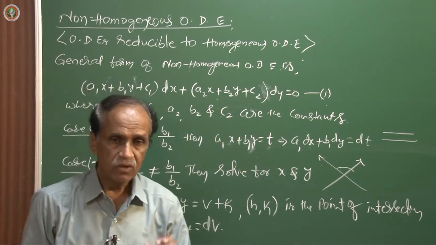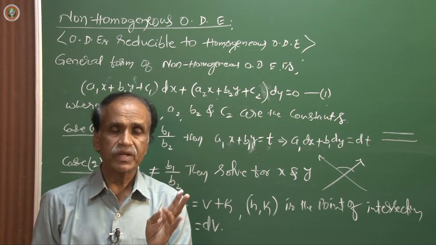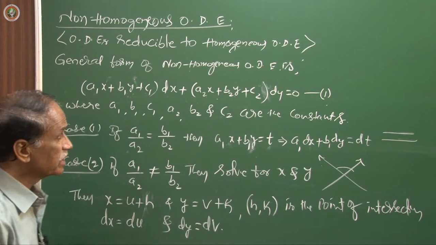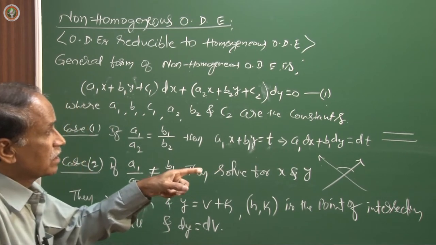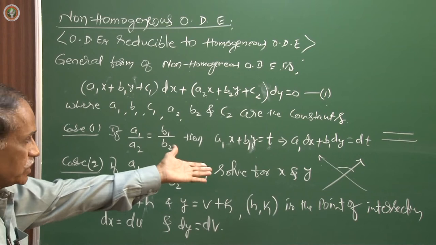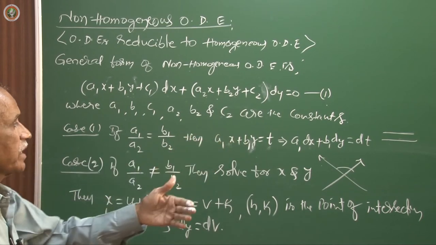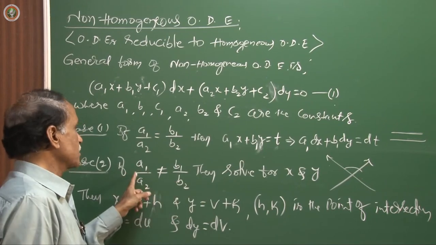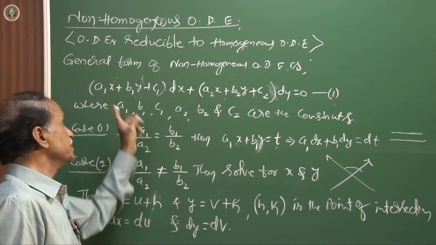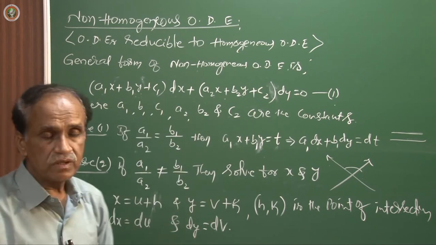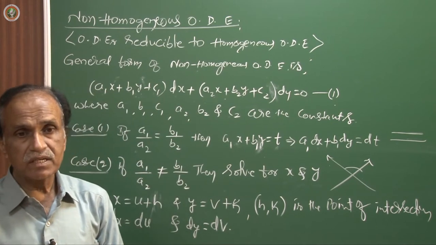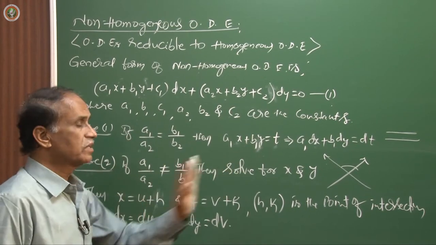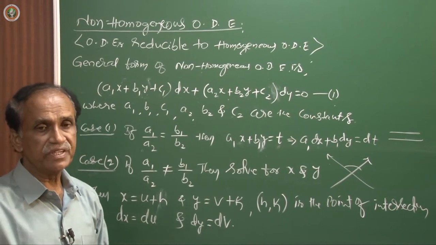Remember only those two cases. One is two lines are parallel and the other is two lines are intersecting. This should be in your mind because it is only the correlation or comparison I can say with the geometrical structure. When the two lines are parallel, the coefficients must be same, and when the two lines are intersecting, the ratio of the coefficients of dx and dy must not be same. When they are same, lines are parallel. When they are not same, lines are intersecting. That is the geometrical structure.